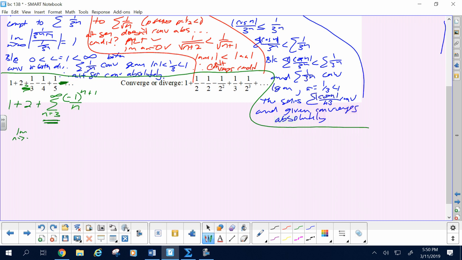I say the terms of that series do go to 0, so it has a chance. I could prove that the series does not converge absolutely because the series with the absolute value, which would be 1 over n, diverges. So that leads me to prove conditional.